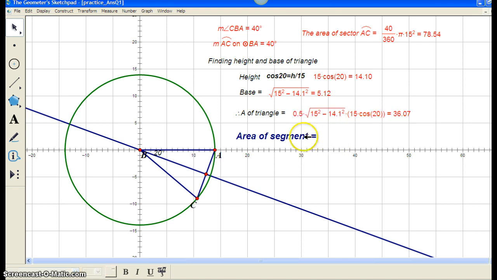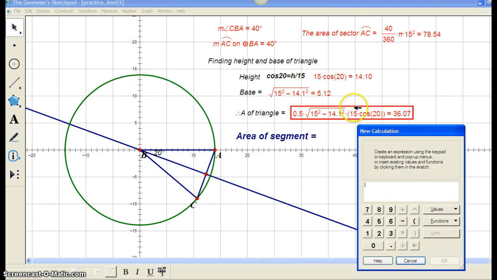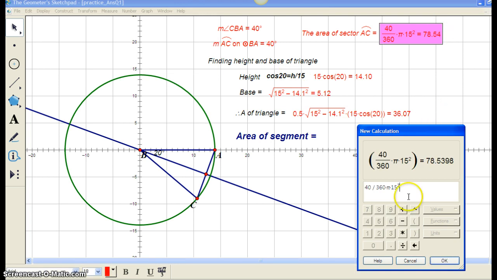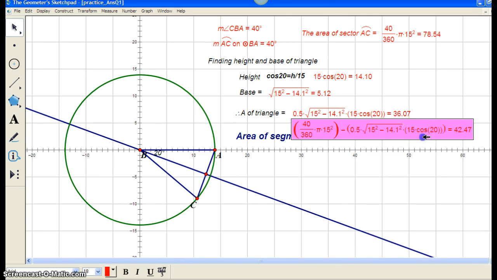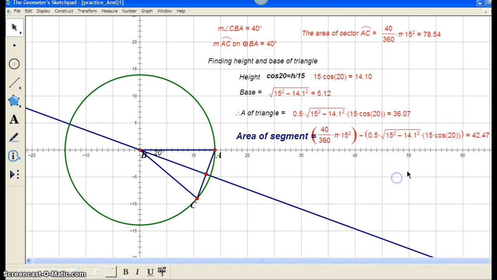All I have left to do is to find the area of the segment right in here. That would be to take the area of the sector, subtract the area of the triangle, and I'll have my answer. So area of the sector, subtract area of the triangle, there's my answer. So the area of that segment is approximately 42.5 centimeters squared.